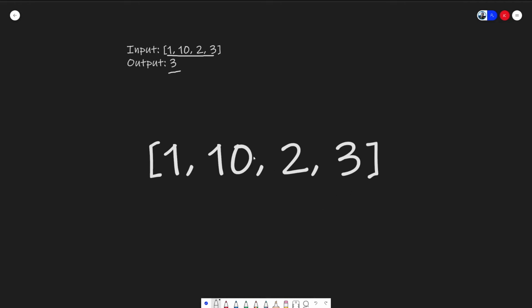For example, we can take 1 and 10, and that will give us a longest increasing length of 2. But we can't include 2 and 3 because 10 is bigger than 2 and 3. Alternatively, we could take 1, skip 10, and go straight to 2. And then from 2 to 3, that'll give us a length of 3.